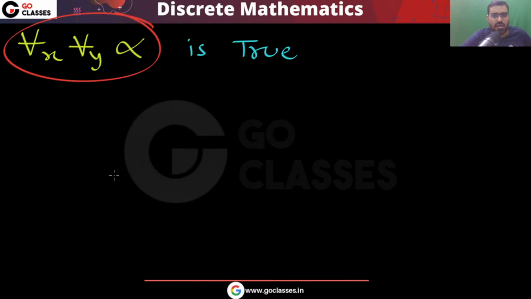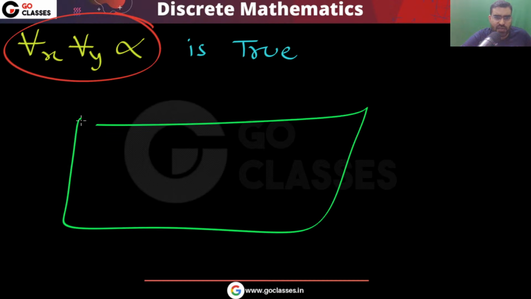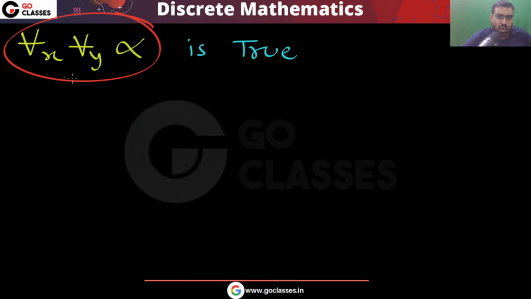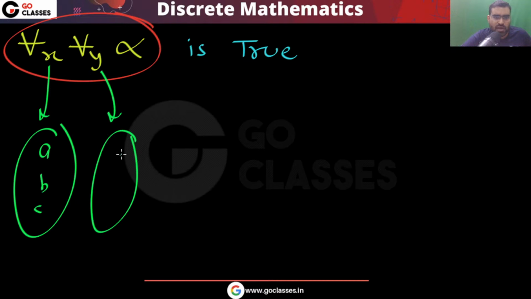This is saying that for every value of x, for every value of y, alpha must be true. As I told you, the domain of x and y can be different, but by default it is the same. If no information is given to you, then you have to take the same domain. But if they give you that the domain of x is different and the domain of y is different, then you have to consider the domain to be different. But by default you have to consider the domain is same. Now let's assume this is the domain of x, ABC. So this is also the domain of y, ABC.